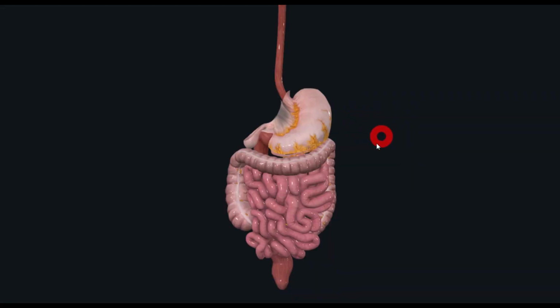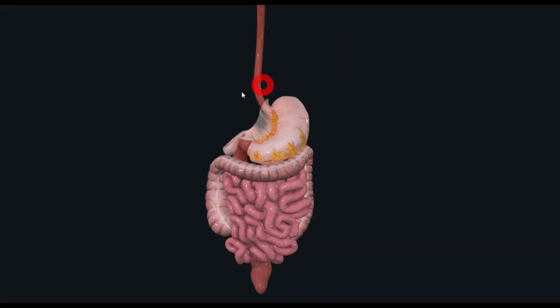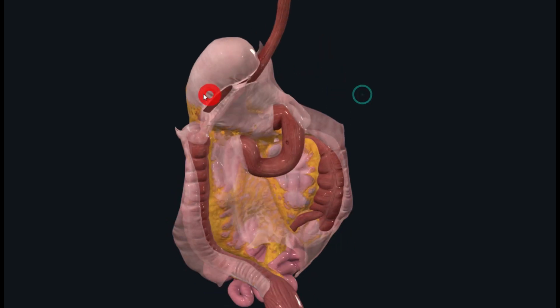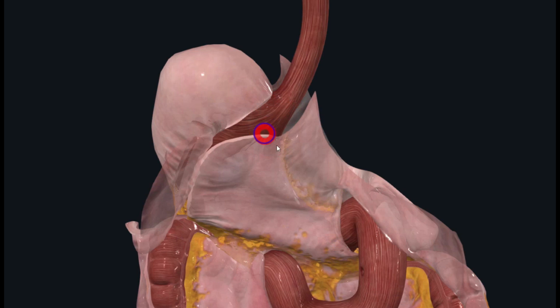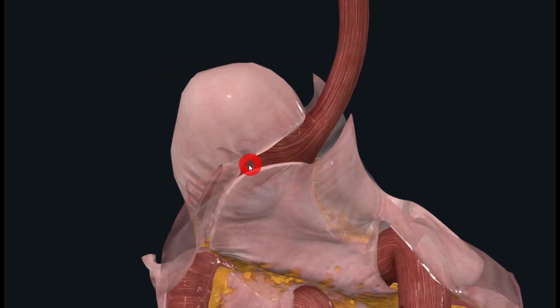Stomach has two types of relations. Number one is peritoneal relation and number two is visceral relations. Firstly, we will talk about the peritoneal relations. We all know that the stomach is covered by the peritoneum except the bare area. Now, which one is the bare area? Bare area of the stomach means the area of the stomach where there is no peritoneum. I mean, that area is completely bare.